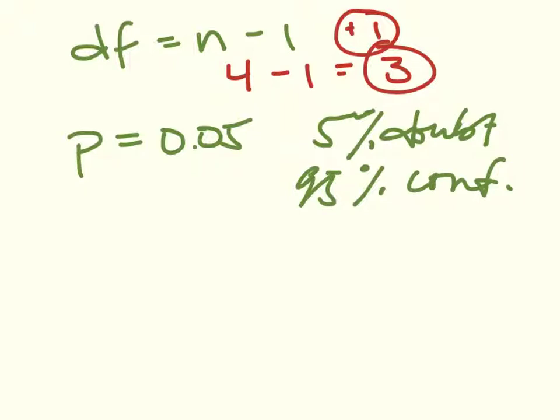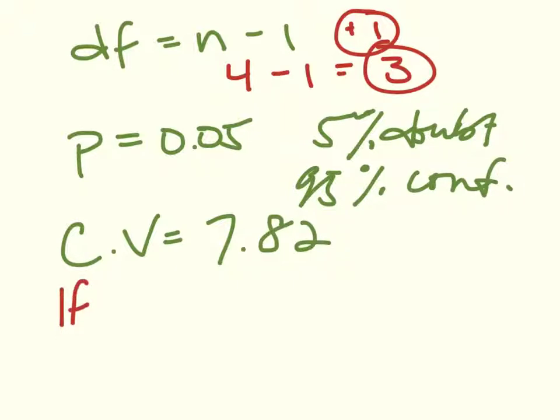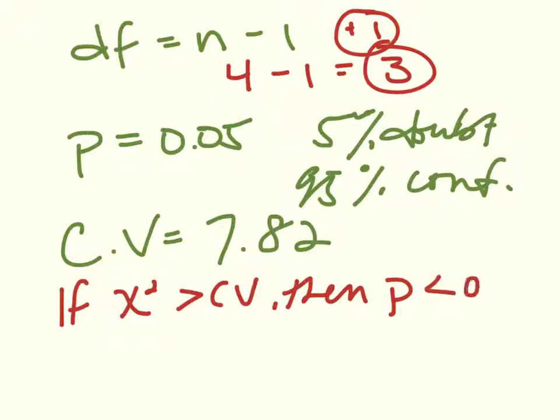So our threshold value of p equals 0.05 gives us a critical value. If you look on your distribution table with 3 degrees of freedom, our critical value is 7.82. Important thing here, we have to remember that if our chi-square value is greater than our critical value, then that means that p is less than 0.05, and we can reject our null hypothesis.